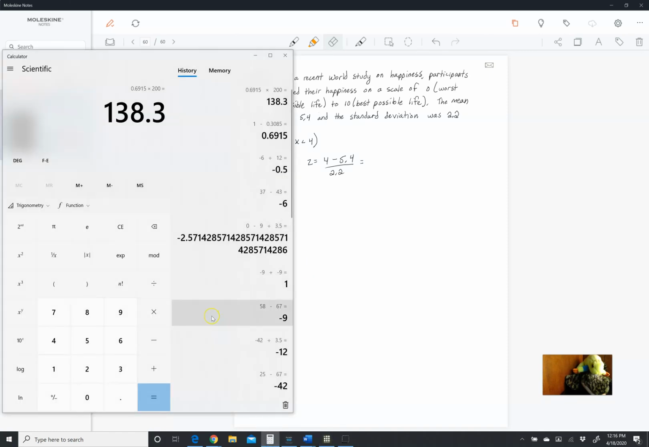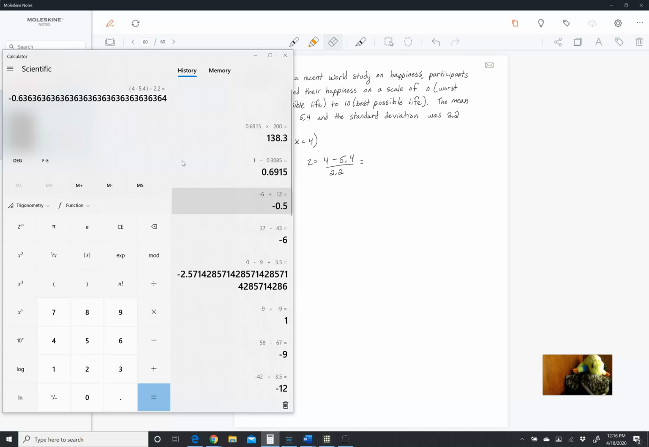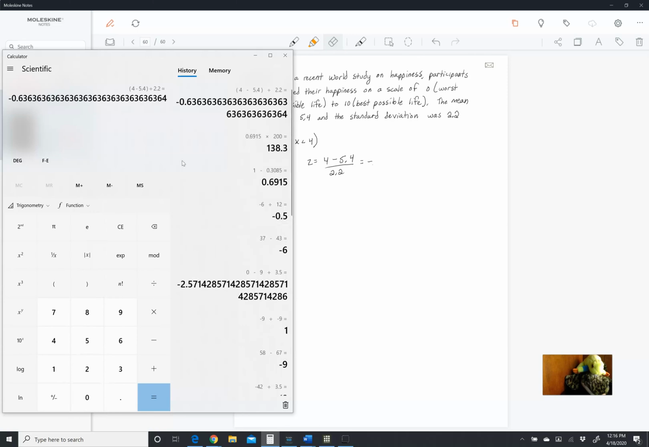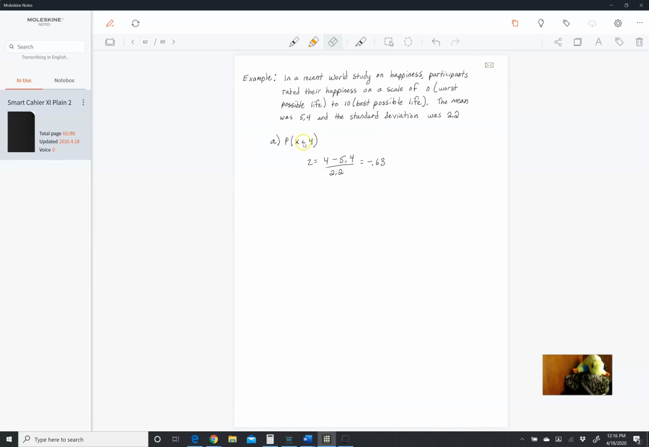So we go and calculate it, and again, if you want to do it in one step, you would do it as, so I'll clear this, open parentheses, 4 minus 5.4, close parentheses, and then you would divide by the standard deviation. So you could do it in 2 steps or you could do it in 1, that's up to you. And we get negative 0.63. So we're paying close attention to this right in the middle. This is the less than. The probability that x is less than 4 is the same as the probability that z is less than negative 0.63.